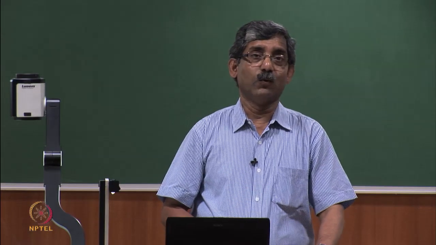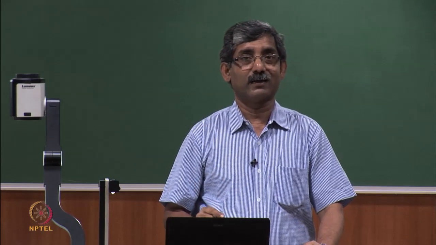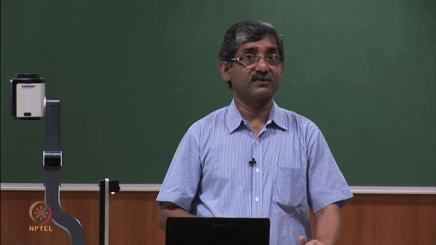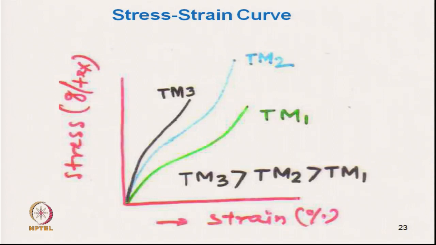Now, as I have mentioned, with the increase in twist multiplier for staple yarn, the stress strain characteristics get changed. Here we can see in the green curve a normal yarn, and this is the characteristics when the twist increases. TM1 is lower, and it increases to TM2, twist multiplier 2, then twist multiplier 3, which is the highest TM.